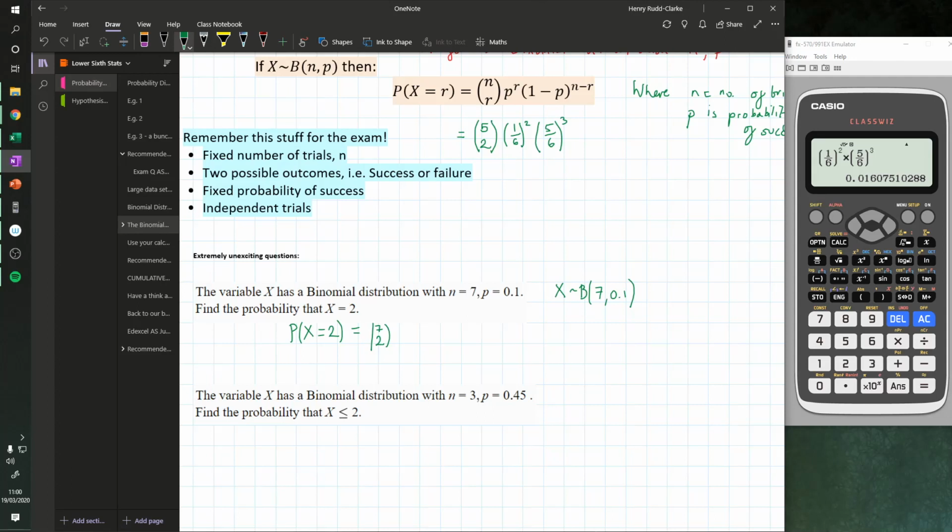Then it's going to be 0.1 to the power of 2 times 0.9 to the power of 5. The powers are always going to add up to n, the number of trials, and the probabilities are always going to add up to 1. So we just go over to the calculator here and we'll just do this.